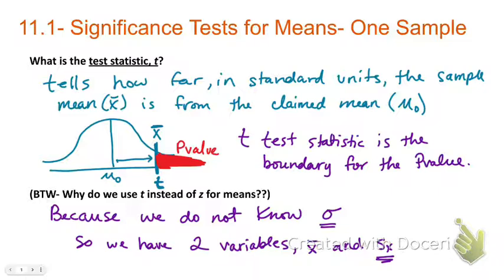If I did, I would know the mean, by the way, because the mean is part of the standard deviation formula. So, all right, cool. The short answer is because we don't know sigma. If I knew sigma, I could use z for means. But because we don't know sigma, we have two levels of variability. That's why we're using t.